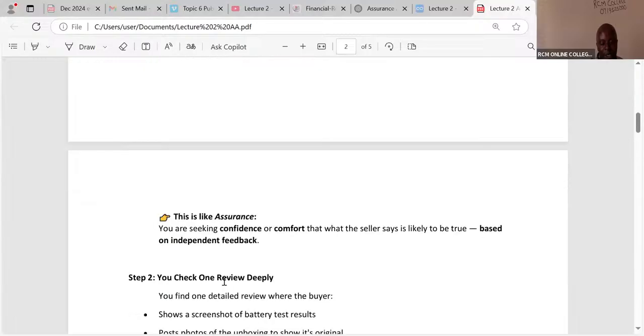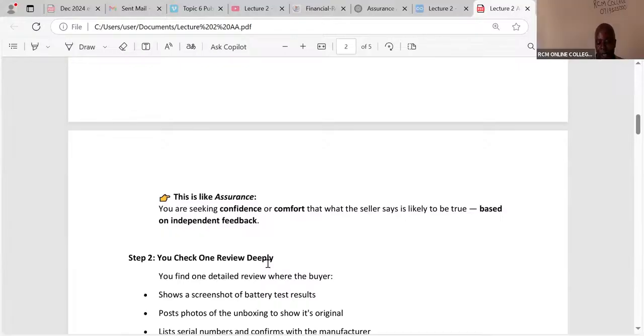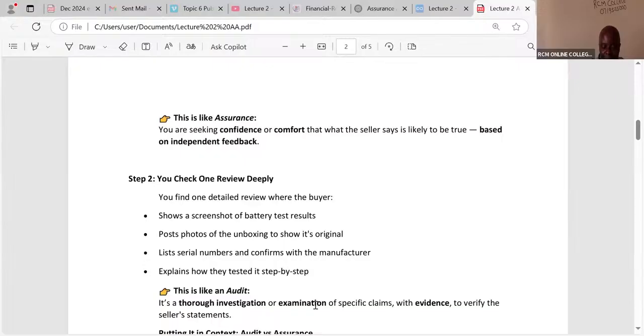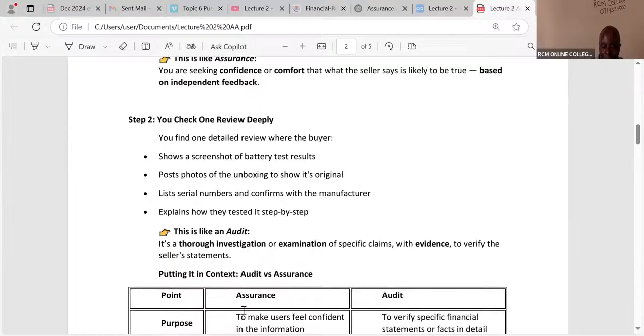Step number two, you now get to check one review deeply. You find one detailed review where the buyer shows a screenshot, posts photos of the unboxing to show it's original, lists serial numbers and confirms with the manufacturer, explains how they tested it step by step. This is like an audit. It's a thorough investigation or examination of specific claims with evidence to verify the seller's statements.